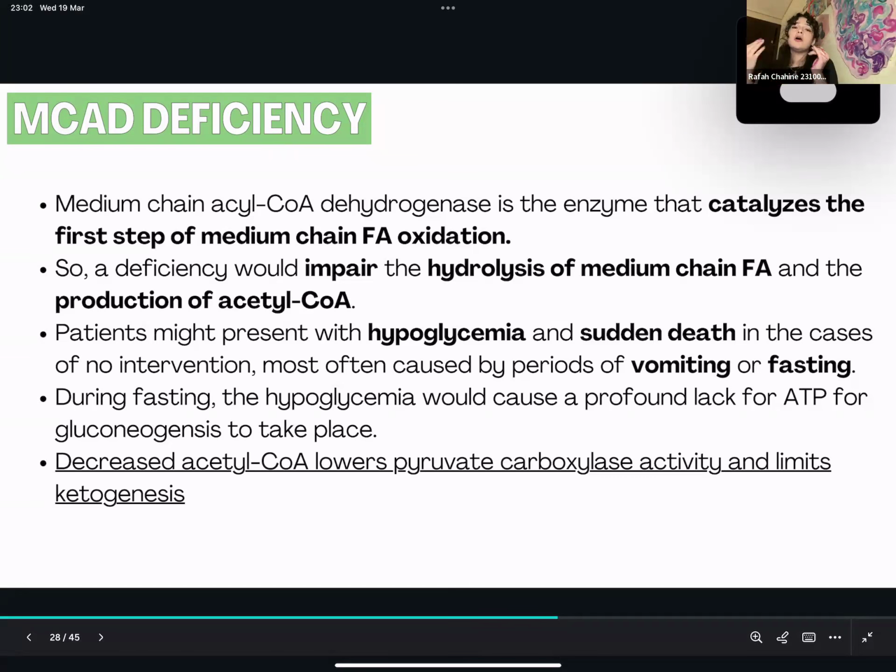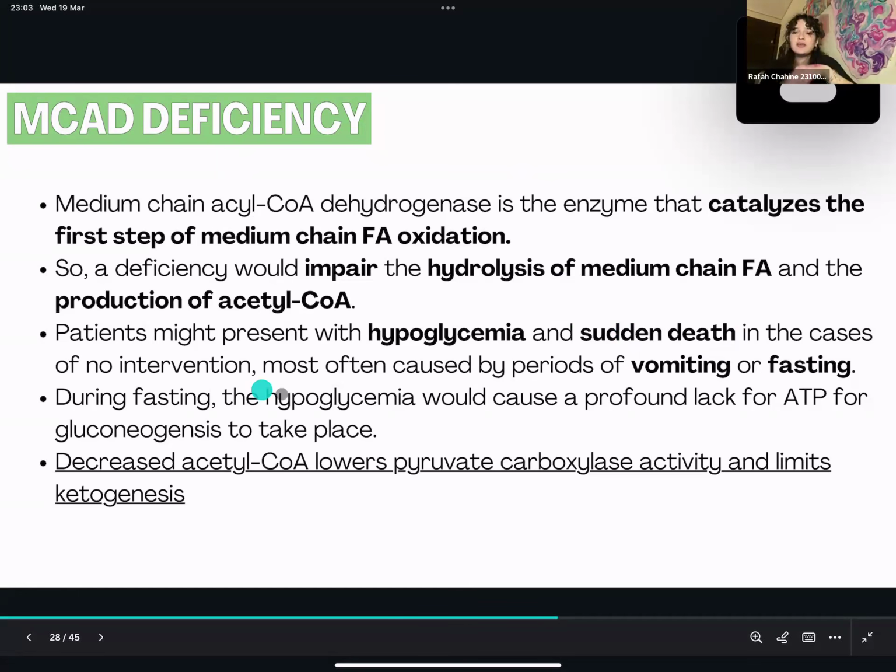Pause. Why hypoglycemia? Our main source of energy when, for example, we are fasting or exercising is glucose. But in cases where we run out of glucose, we are going to look at fats. So these patients are going to have hypoglycemia because they've used up their glucose storages and now they want to look at fats and start breaking them down. But obviously they can't because they have an enzyme deficiency. So they might get sudden death. Now, this is often exacerbated by periods of vomiting or fasting.